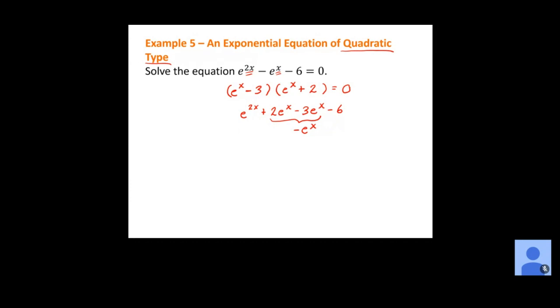Good. Set each factor equal to 0. Right? So we're going to take e to the x minus 3, set it equal to 0, and then we're going to take e to the x plus 2, and set it equal to 0 also. Right, so then for the first equation here, what would we do first for e to the x minus 3?